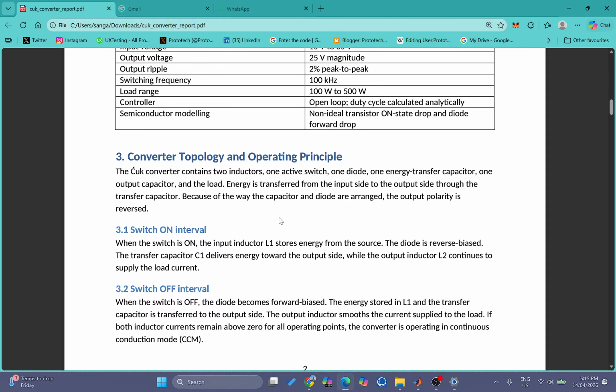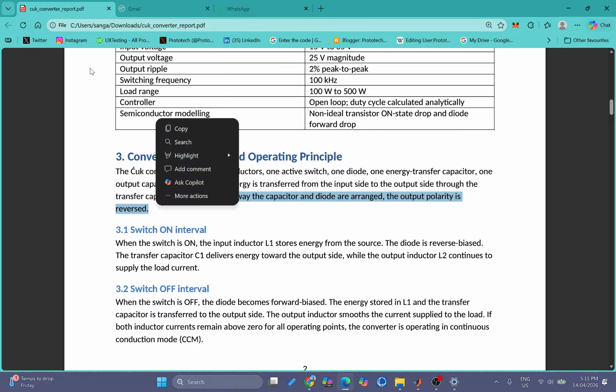And what happens? The Cook converter contains two inductors, one active switch and diode, and an energy transfer capacitor. Energy is transferred from the input side to the output side using the capacitor. And because of the way the capacitor and diode are arranged, the output polarity is reversed. So this is very important.